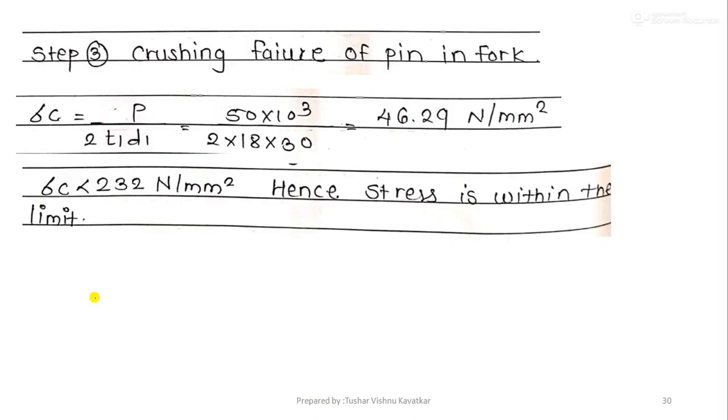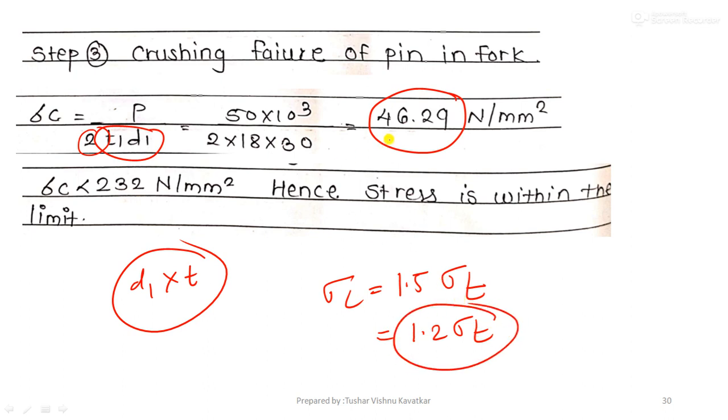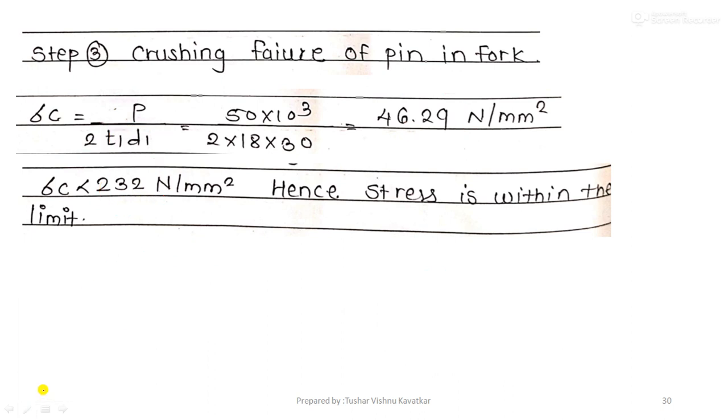And similarly for the crushing failure, the formula will be the same. There it was T1 into T, here it is T1 into D1 multiplied by just 2. And guys, you can understand one point here. Sigma c is 46.29, which is less than 232. We have taken sigma c equal to 1.5 times sigma t. You could also have considered 1.2 times sigma t. That is also okay, because these crushing stresses are very small compared to 232, but that doesn't matter much. I hope you have understood this.